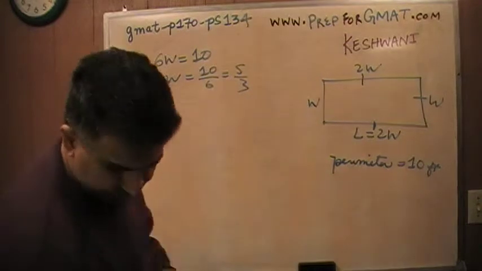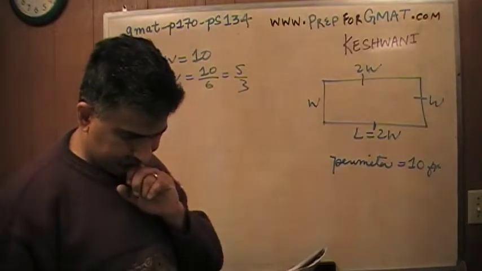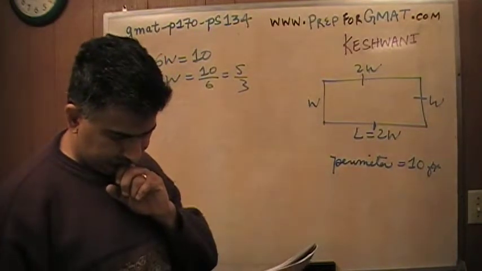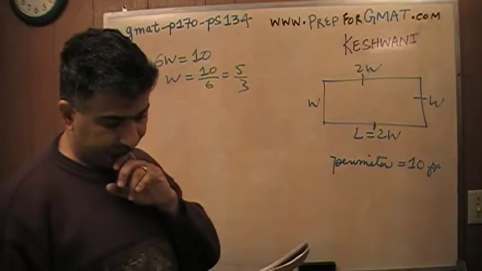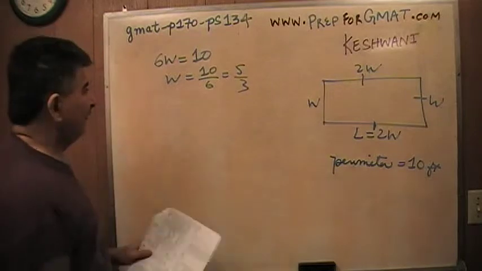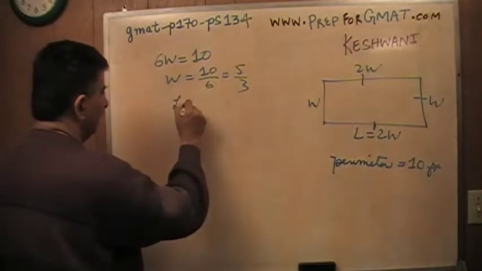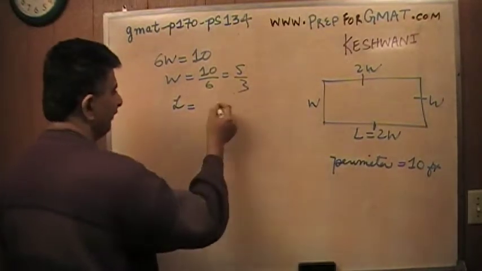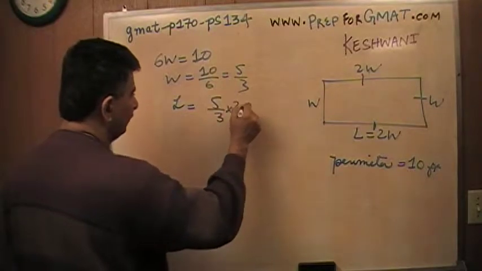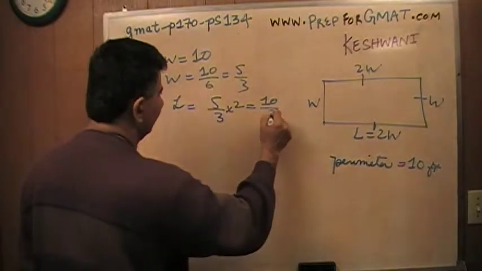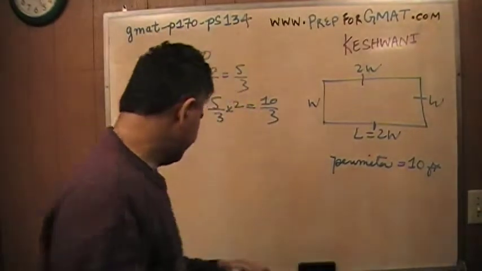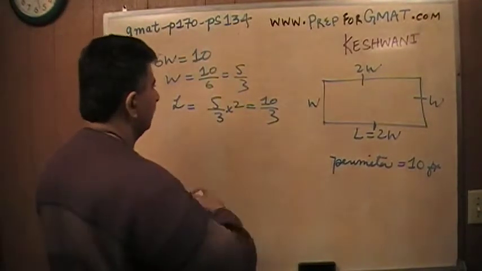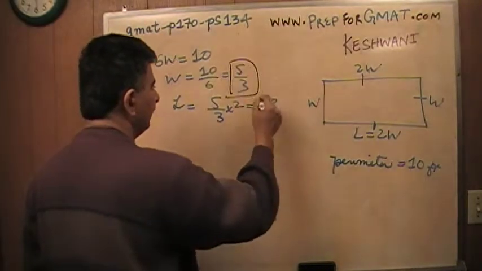What is the question asking? If the width is 5/3, the length, which is twice of that, would have to be 5/3 times 2, which is 10/3. That's all it is. So there you go, there is your answer. The dimensions are 5/3 and 10/3.